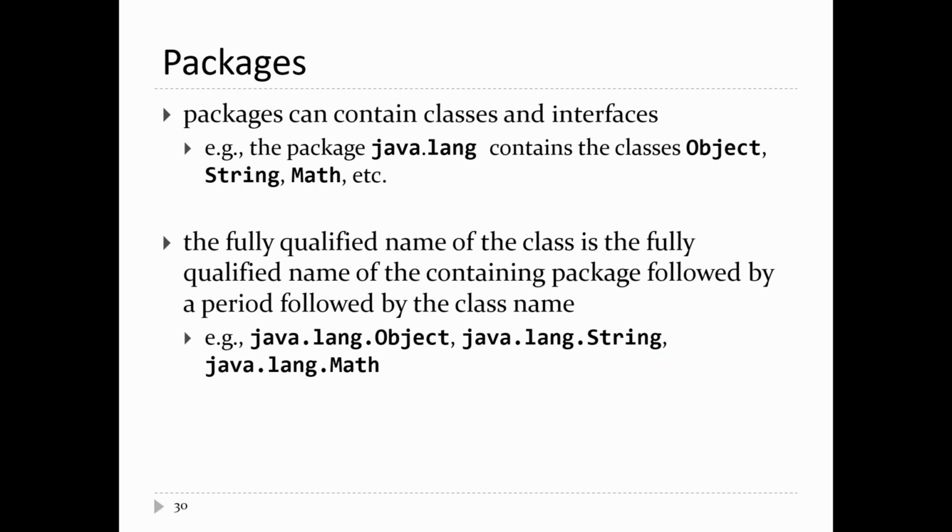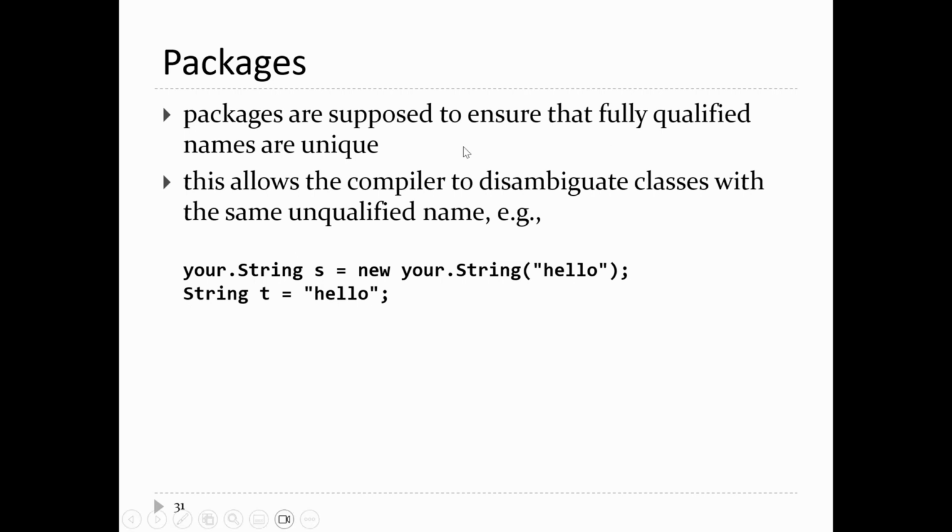The fully qualified class name. Fully qualified class names are supposed to be unique. And that allows the compiler to figure out which class you mean when you use two classes with the same name in a program, right? One of the classes uses the fully qualified name, and the other class, like String, can use a shortened name, right? So for example, the standard String would just be big S String, which you can use like that.